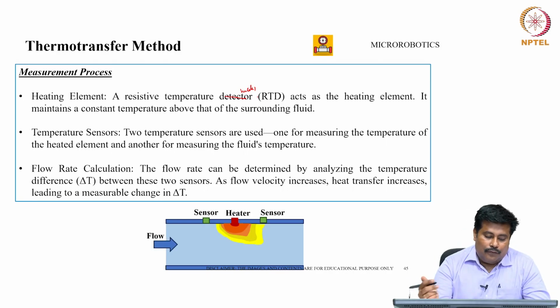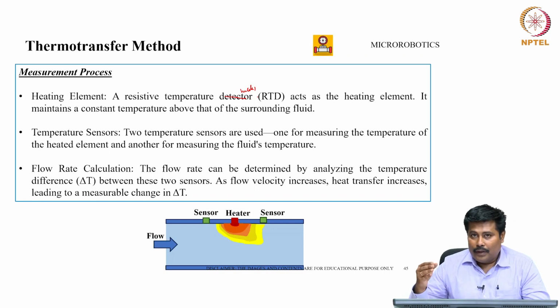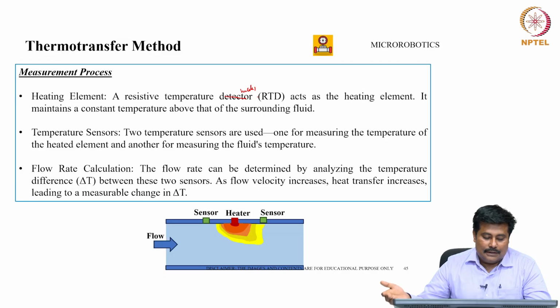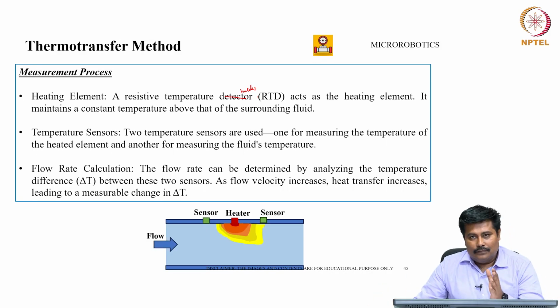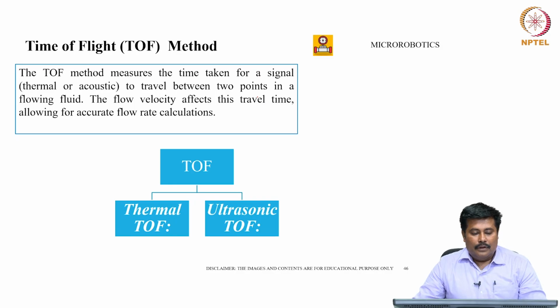Now, from the flow rate calculation point of view, the flow rate can be determined by analyzing the temperature difference, del T, between these two sensors. As the velocity increases, the heat transfer increases, leading to a measurable change, which is considered as del T.